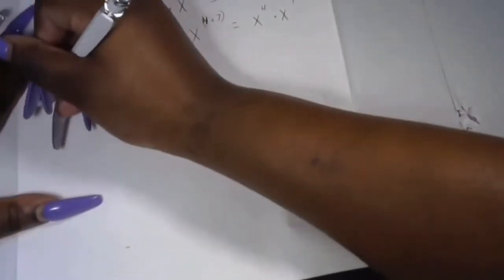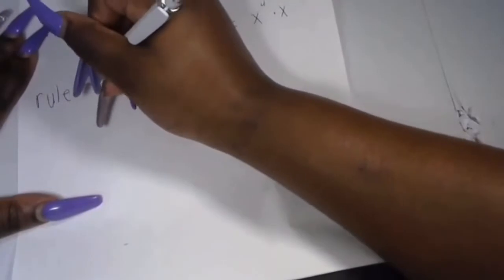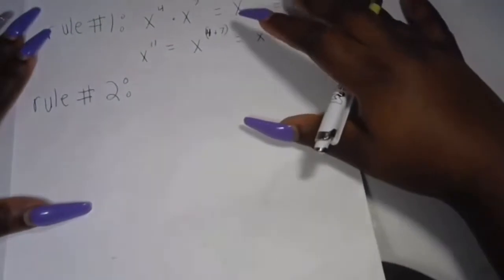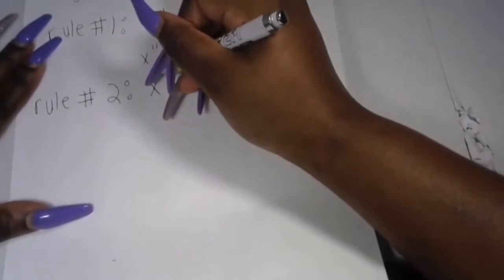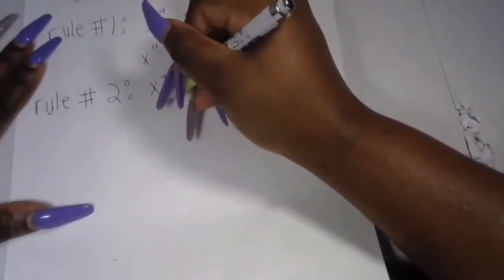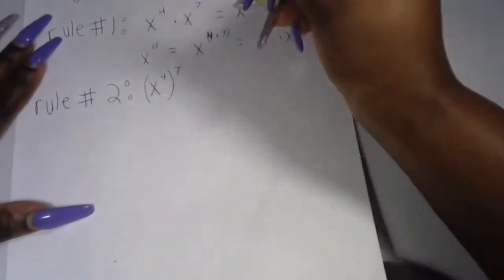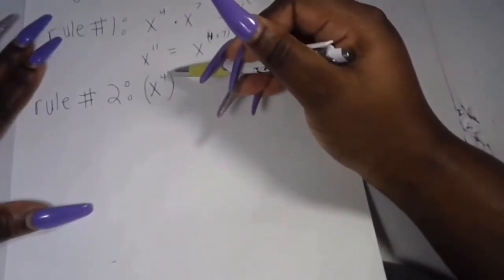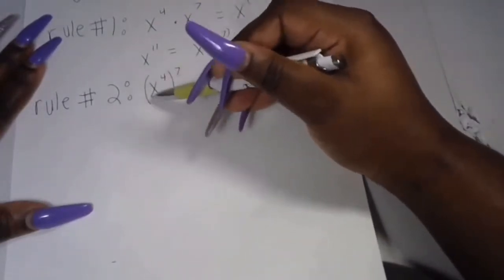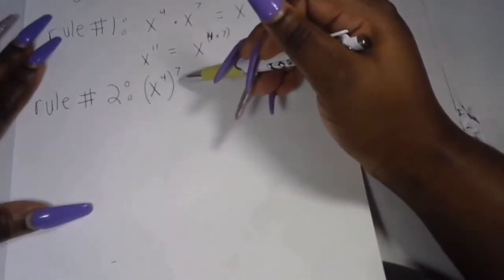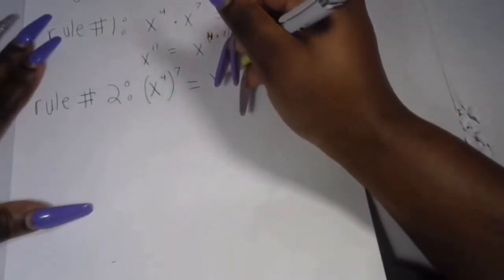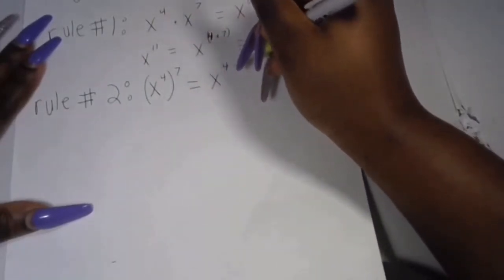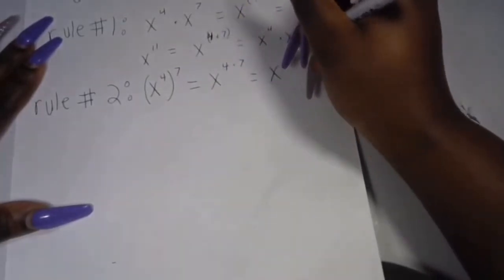Now let me do an example of rule number 2. This is just algebra, but sometimes students I used to tutor would forget this rule or get confused, so I just want to really lay it out for you guys. For rule number 2, say we were to have x to the 4th power and this whole term to the 7th power. If it's one term to a power and the whole term is to another power, you multiply the exponents. So x to the 4th to the 7th power would be equal to x to the 4 times 7, which is equal to x to the 28th.